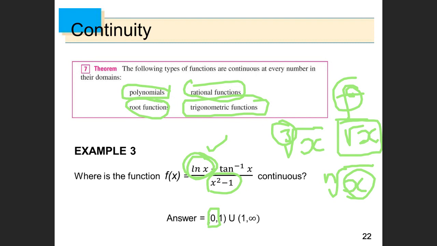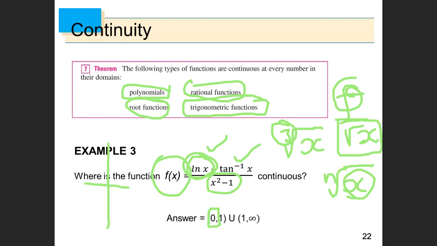Therefore, you need to consider the domain of each of these functions. So in conclusion, you need to look for the intersection of the domains of all the functions that make up that function f of x there. All right. So look for the domain of the tan inverse function. Some of you are scratching your head. What's the domain of the tan inverse function?